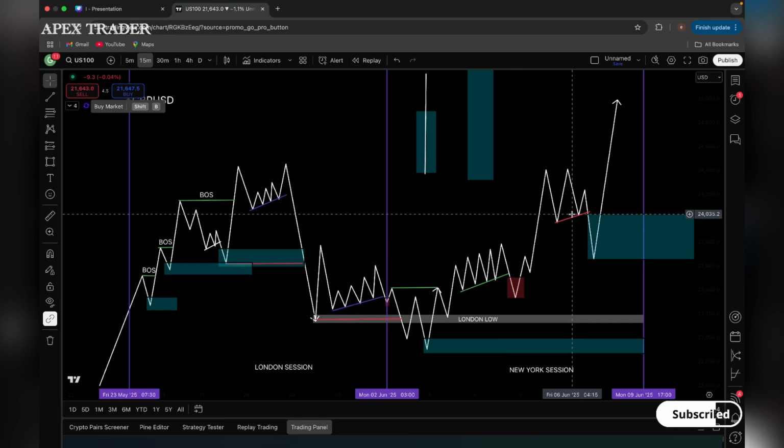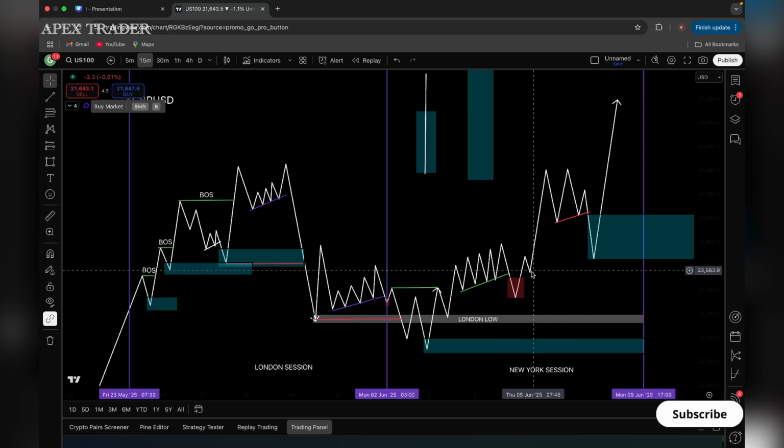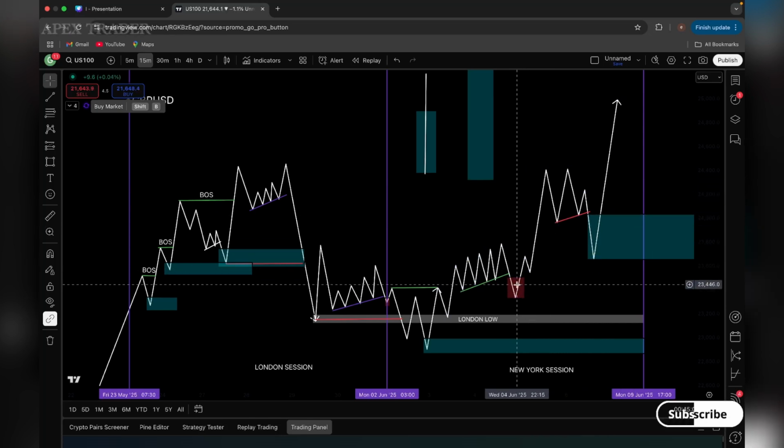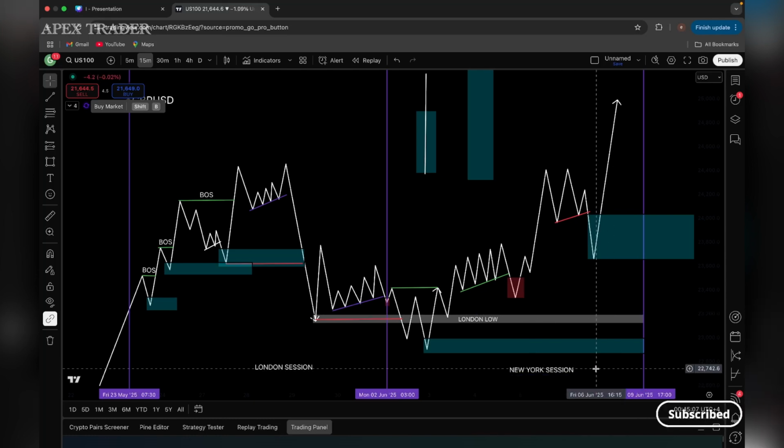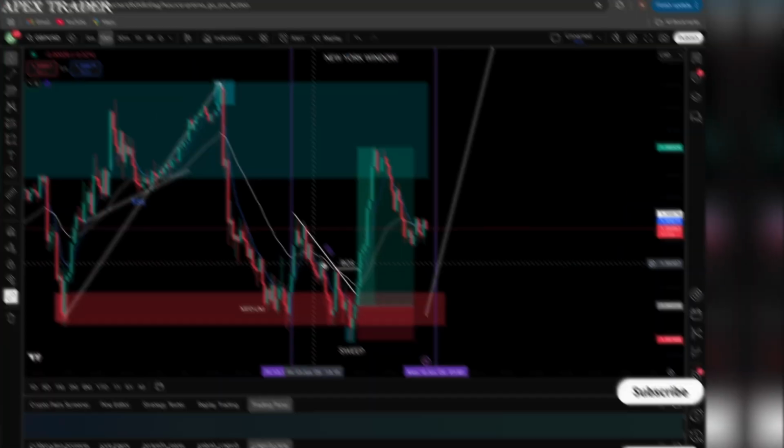Trend line, liquidity, trap, all this in the New York session. So now let's go to real charts and show you some real examples. This was today's trade.